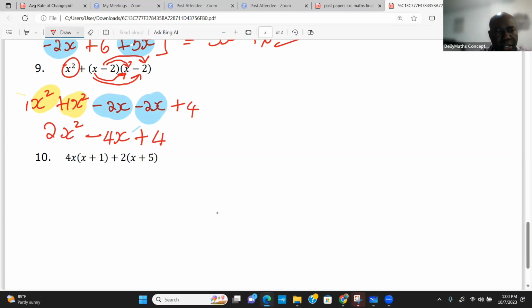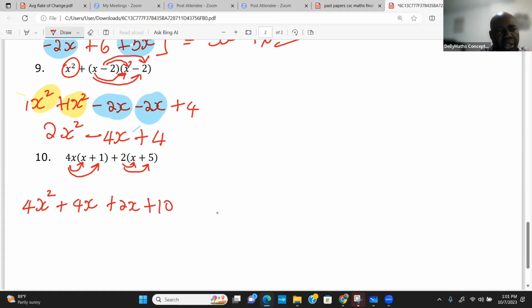All right, let's go to the last one. I'm going to distribute this 4x to the x, then to the 1. I'm going to distribute 2 to the x, and then 2 to the 5. So we're going to distribute those. So let's multiply. 4x times x is going to give me 4x to the second. 4x times 1 will give me 4x. 2 times x will give me 2x. And 2 times 5 will give me 10.